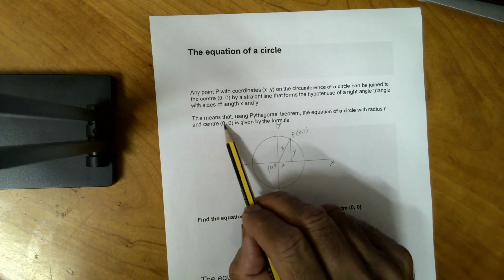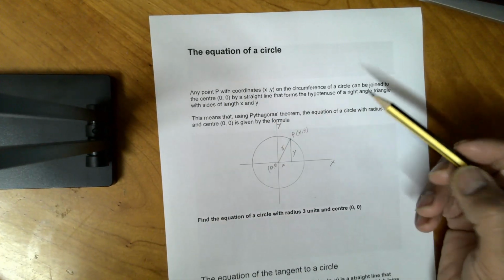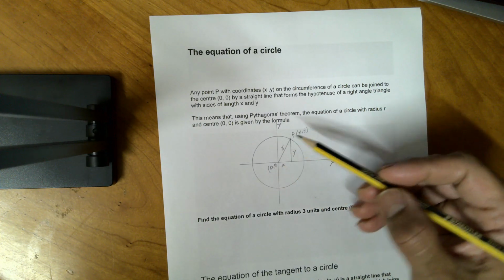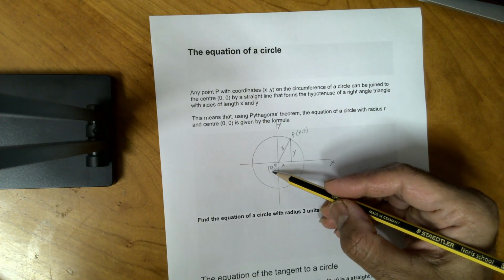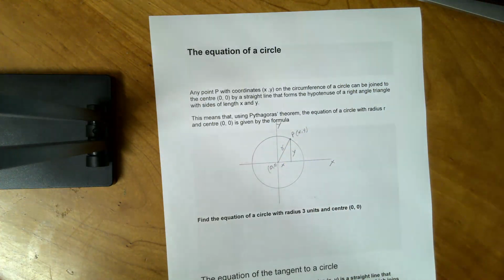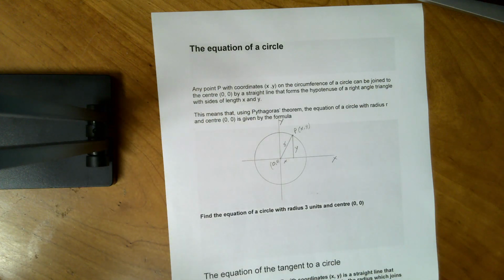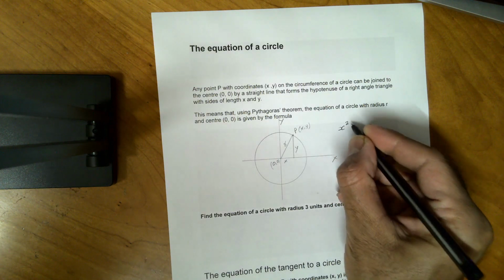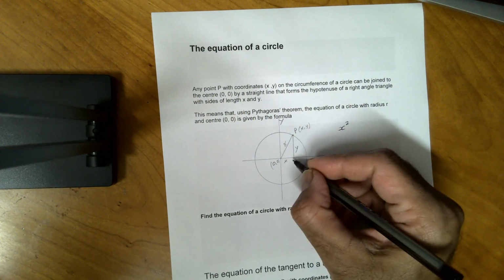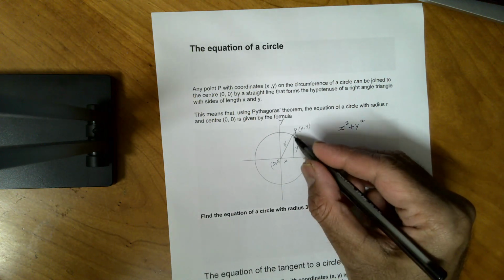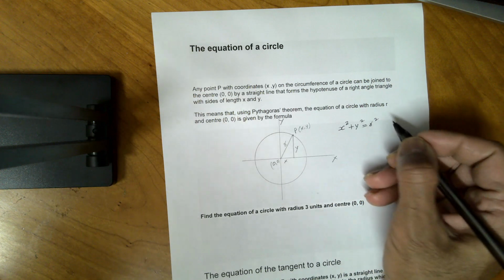This means that using Pythagoras theorem, the equation of the circle with radius r and center (0, 0) is given by the formula. I write down the formula for you. That is your equation of circle: x square plus y square equal to r square.